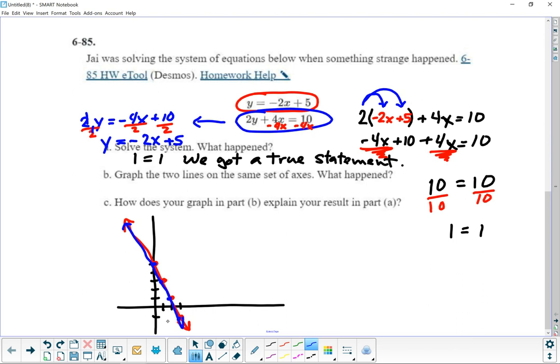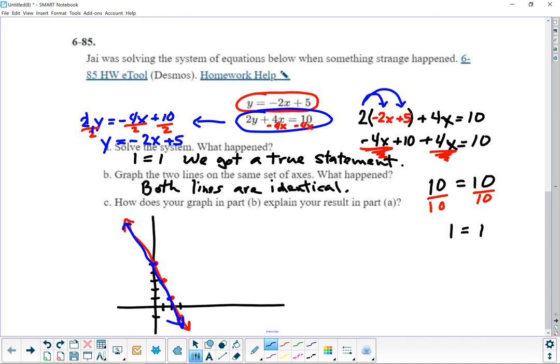except now it's blue. All right, so graph the two lines on the same set of axes. What happened? Well, I'm going to say both lines are identical, or the same. Okay, they're the same line.